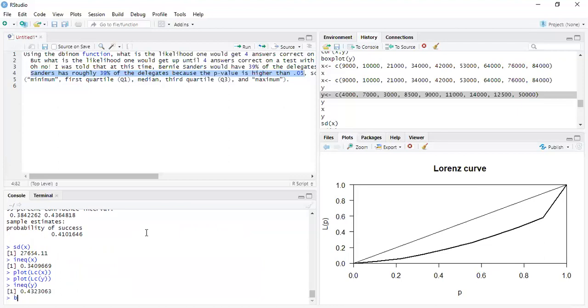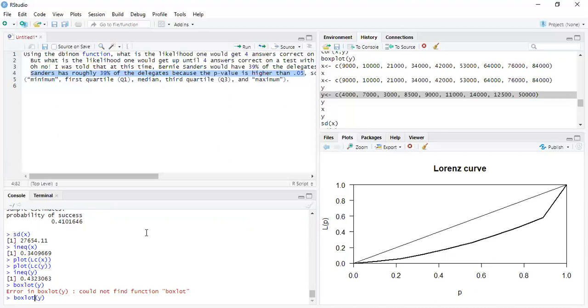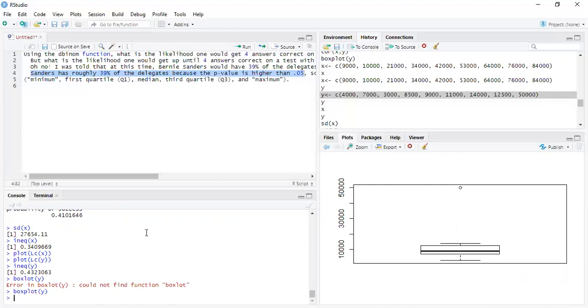Let's do a box plot. Y, I spelled it wrong. See that? You always do it. You're doing a box plot. Then we see, oh wow, look at this outlier out here. So it's very, very useful. And that's something we did.